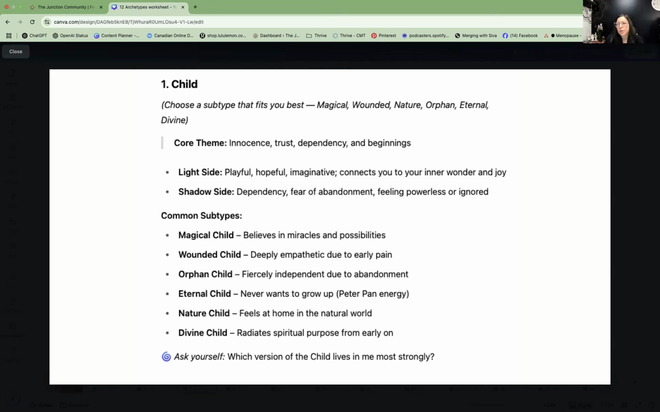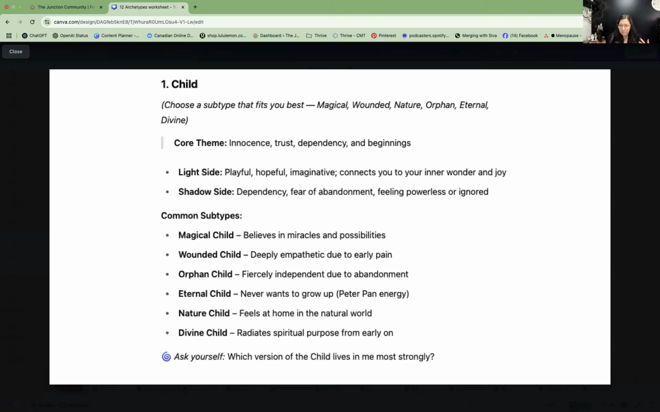So are you the magical child, believing in miracles and possibilities? Or the wounded child, deeply empathetic due to early pain? Orphan child, fiercely independent due to abandonment? Eternal child, never wants to grow up, Peter Pan energy? Nature child, feels at home in the natural world? Or divine child, radiates spiritual purpose from early on? You can pause this video and really sit with which version of this child lives in me most strongly.